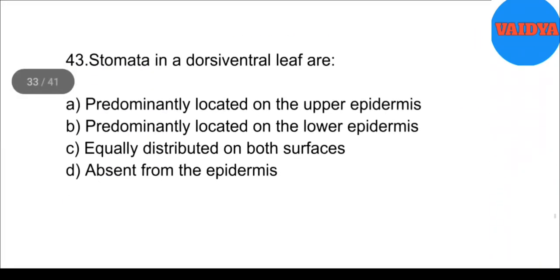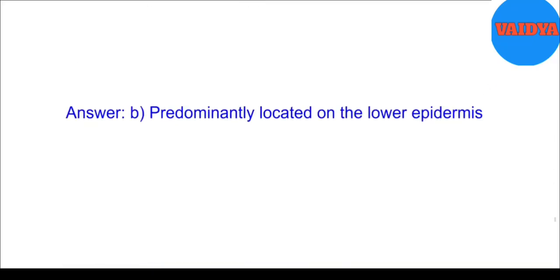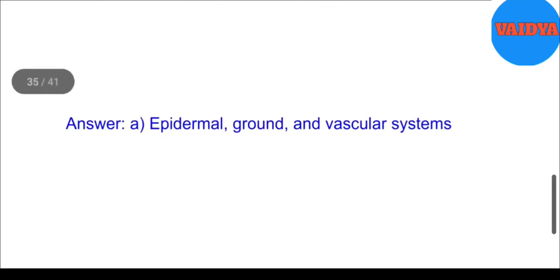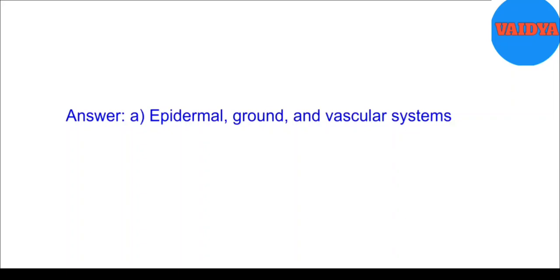43. Stomata in a dorsiventral leaf are A. Predominantly located on the upper epidermis. B. Predominantly located on the lower epidermis. C. Equally distributed on both surfaces. D. Absent from the epidermis. Answer: B. Predominantly located on the lower epidermis. 44. The main tissue systems in a dorsiventral leaf are A. Epidermal, ground, and vascular systems. B. Epidermal, root, and stem systems. C. Ground, stem, and vascular systems. D. Vascular, root, and epidermal systems. Answer: A. Epidermal, ground, and vascular systems.